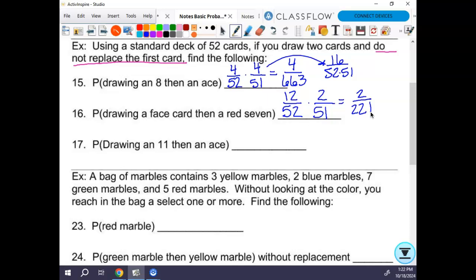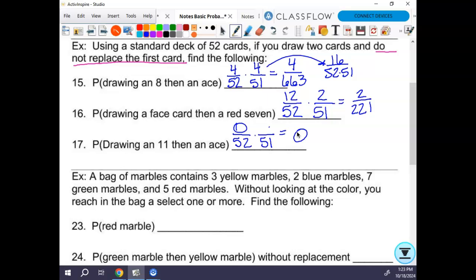Okay, probability of drawing an 11 and then an ace. So I know I have 2 things here, right? And since I'm going to keep that, the denominator here is 52, then this one's 51. How many 11s are there? There's 0. There are 0 11s, so it doesn't even matter what the next one is, even though this would be 4, that doesn't even matter, right? Your answer is just going to be 0 there.